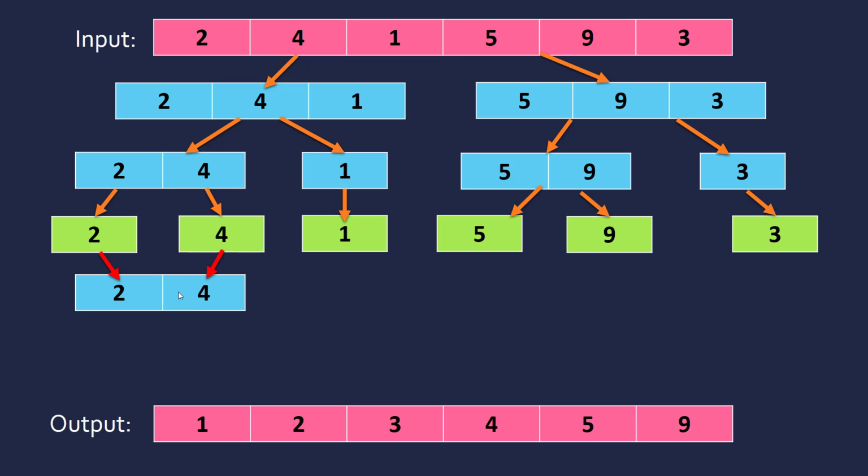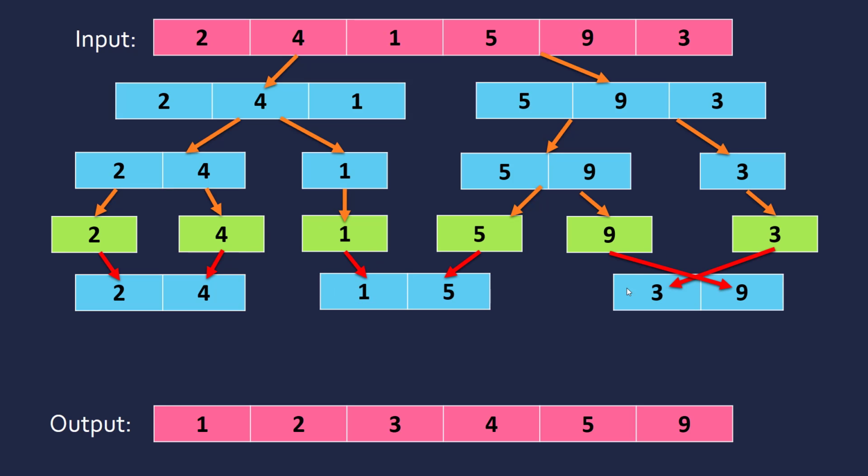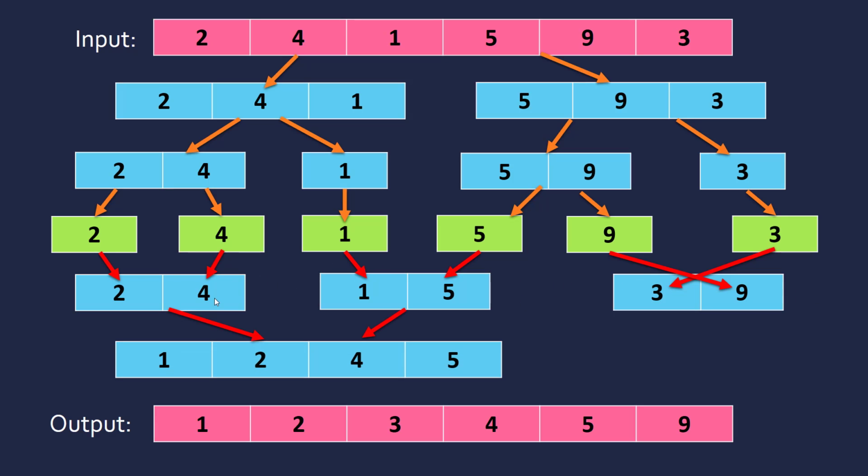So 2 and 4 are sorted and merged together. 1 and 5 are again in order, so that's fine. But 9 and 3 have to be swapped. And then we have to combine the results from each of these, so 2 and 4 and 1 and 5. It will look at the two smallest elements and compare them. So 1 is less than 2, so 1 goes at the front. 5 is greater than 4, so 5 goes towards the end. And 3 and 9 is on its own because we have an odd number, so it's slightly awkward.